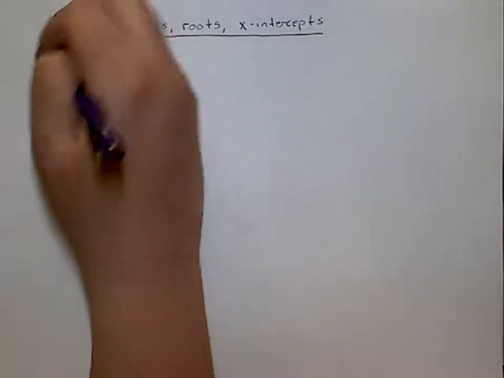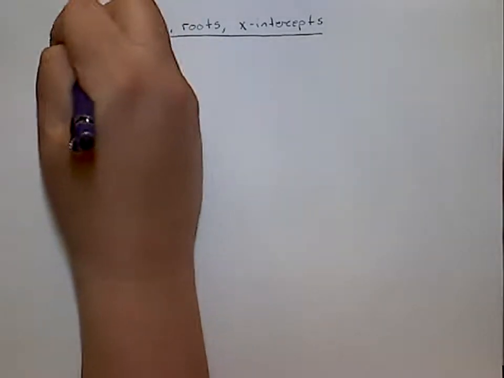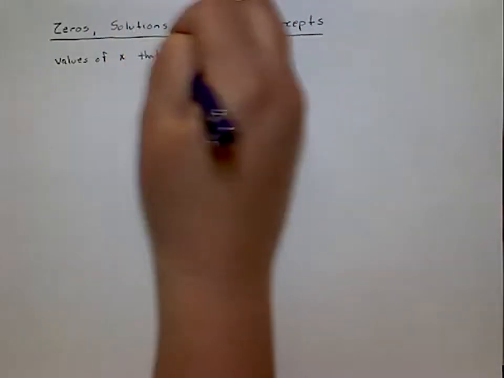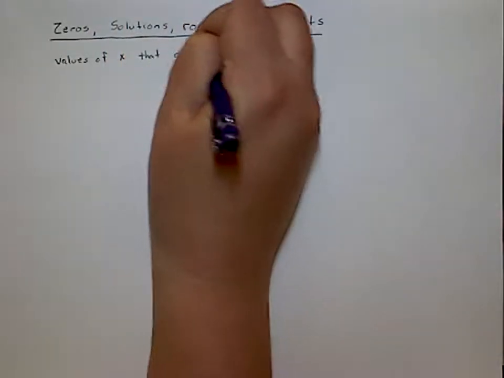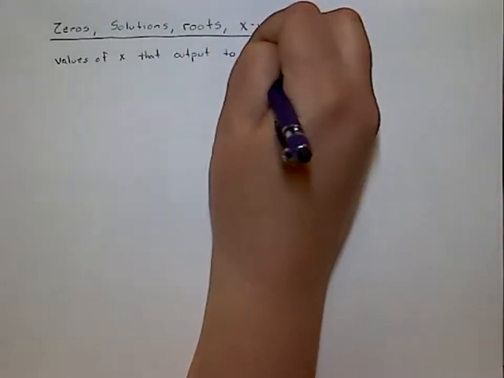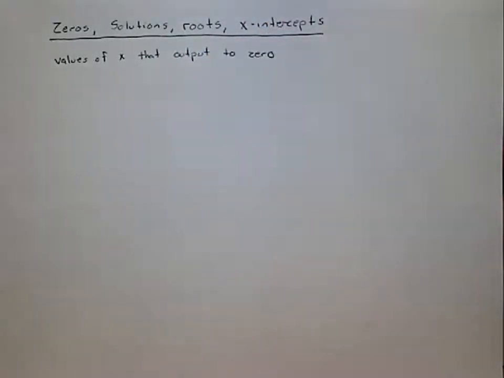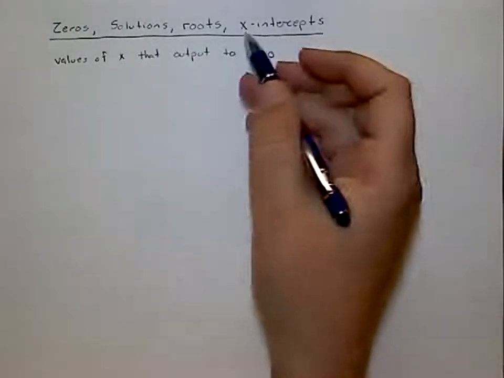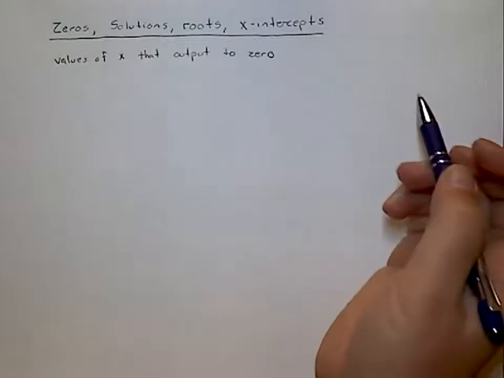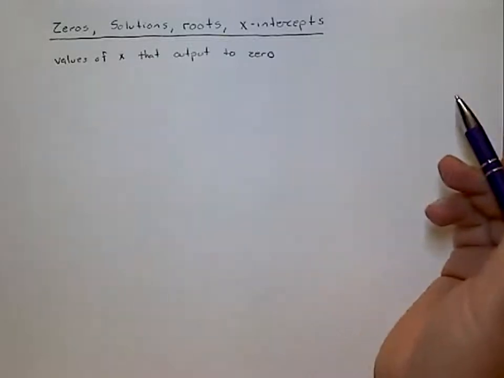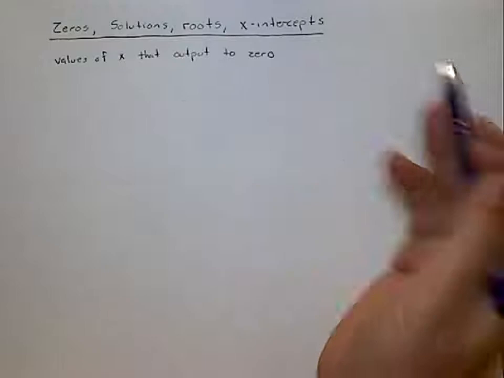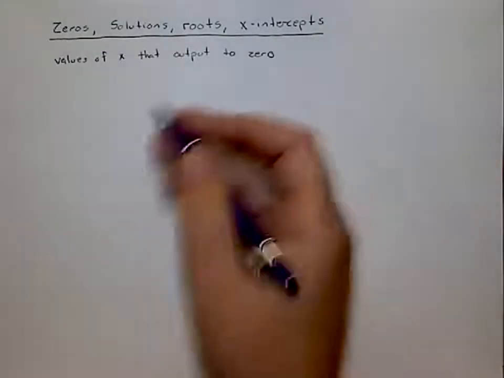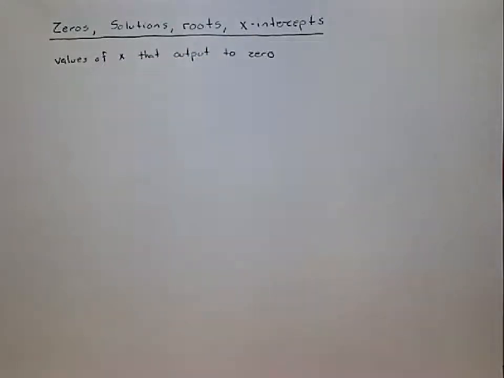What they are is they come from values of x that output to 0. There are values of x that make the y 0. Same definition we have for x-intercepts. Same thing we practiced when we were solving polynomials, solving quadratics, when we were factoring and applying the zero product property. We were all finding them the exact same way.